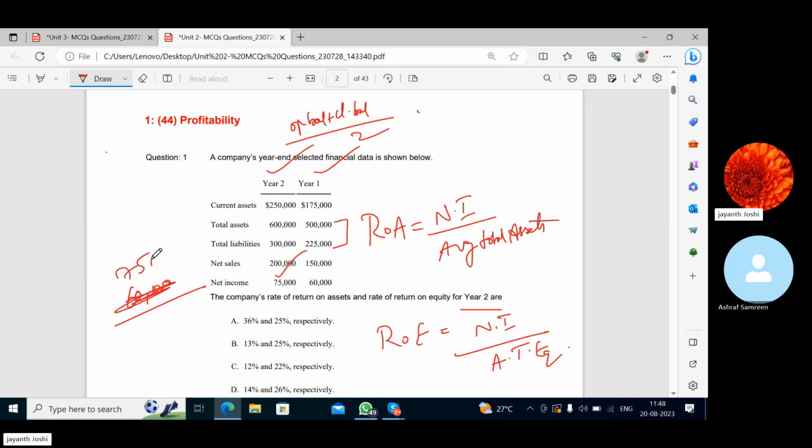What about your average total equity? How did you find? What did you do for equity? So I'll tell, total of assets minus total of liabilities equals equity, right? Assets minus liabilities is capital, na? Equity. Yes, am I right? Yes, yes. So total of assets minus total of liabilities you need to do. As you are doing for year 2, you have to do for both the years.